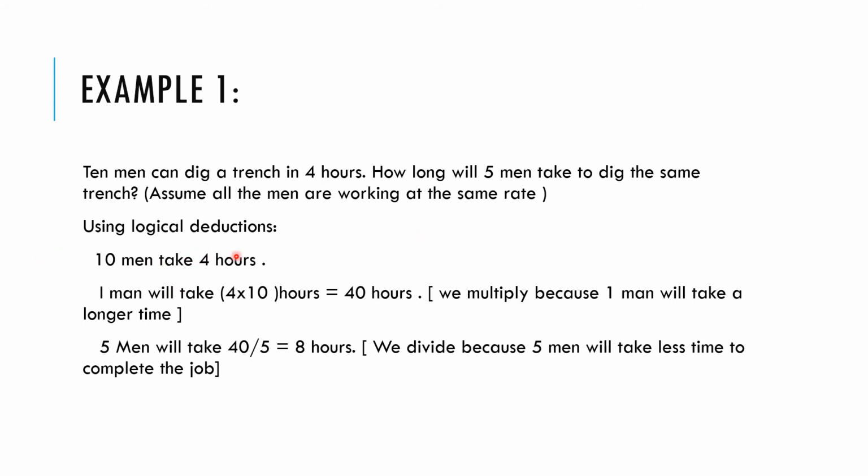Now, using logical deduction, 10 men take 4 hours. 1 man will take 4 into 10, 40 hours. We multiply because 1 man will take a longer time. 5 men will take 40 over 5, that is 8 hours. We divide because 5 men will take less time to complete the same job.